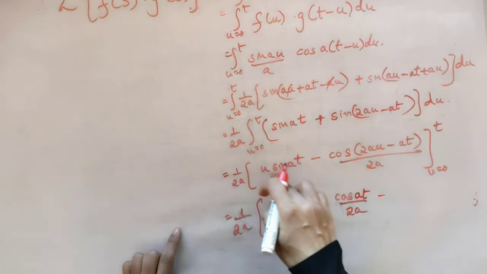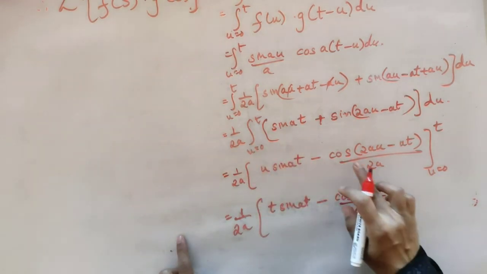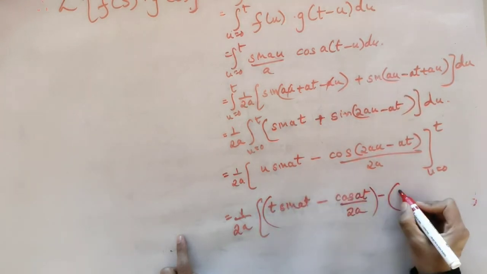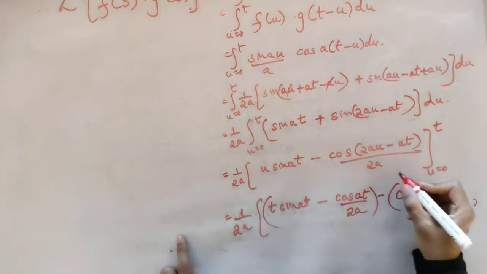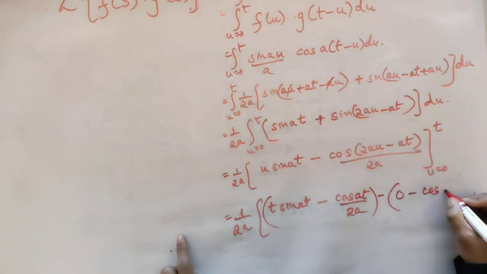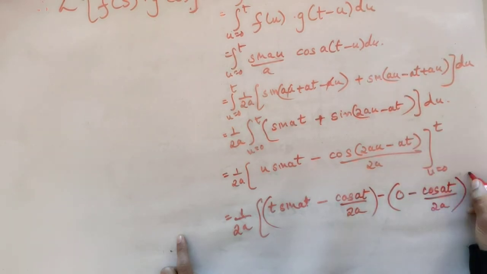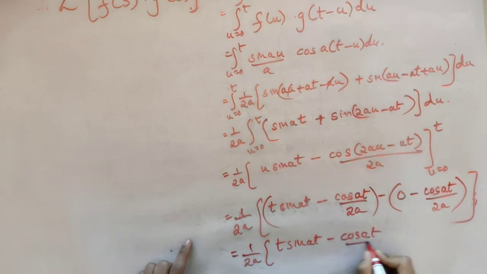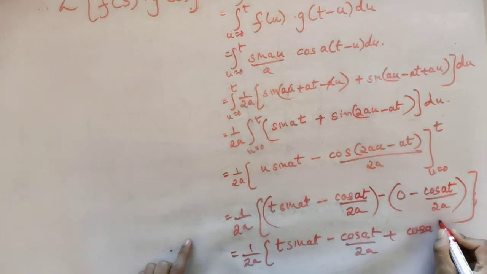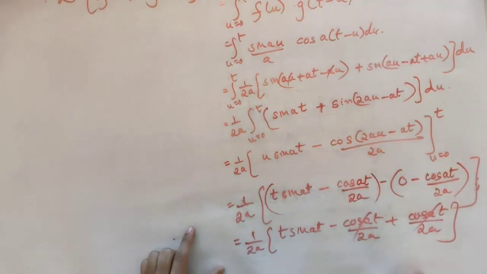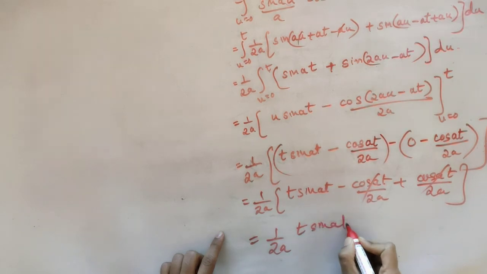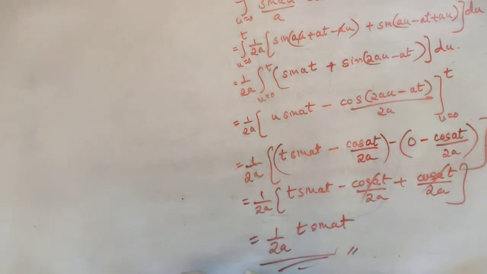When you put u as 0, the first term for the lower limit will be 0. Let me write this as upper limit minus the lower limit. Lower limit for the first term is 0, minus the lower limit for this, cos of minus at. Cos of minus at is cos at only. So cos at by 2a. Now you can see it is 1 by 2a t sine at minus cos at divided by 2a plus cos at divided by 2a. Now this will get cancelled. The final answer will be 1 by 2a t sine at. So this is the complete solution for this problem.